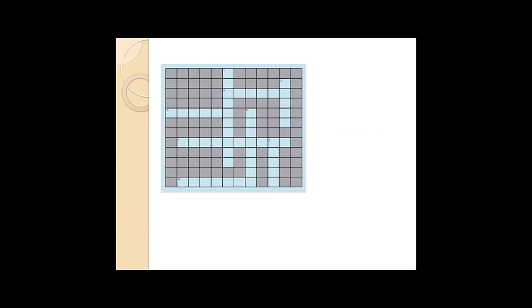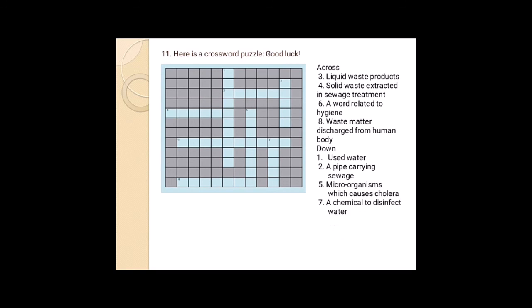The next is the crossword puzzle. Let's solve it sequentially. First is liquid waste products, which is very easy: sewage. Then solid waste extracted in sewage treatment. We have discussed this, and it is a 6-letter word. What will it be? Sludge.